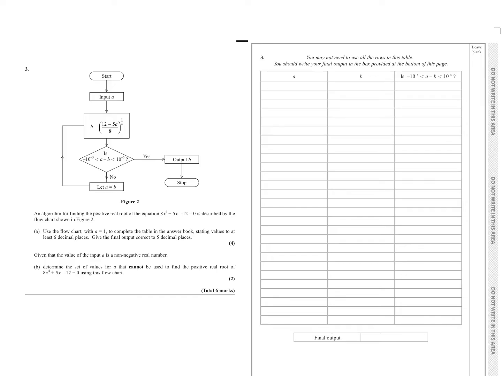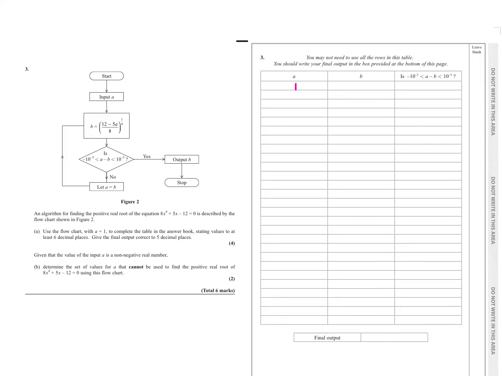So, an algorithm for finding the positive real root of the equation is described by the flow chart shown in figure 2. Use the flow chart. Start with A equals 1. Okay, so A equals 1. Complete the table in the answer book, giving values to at least 6 decimal places.